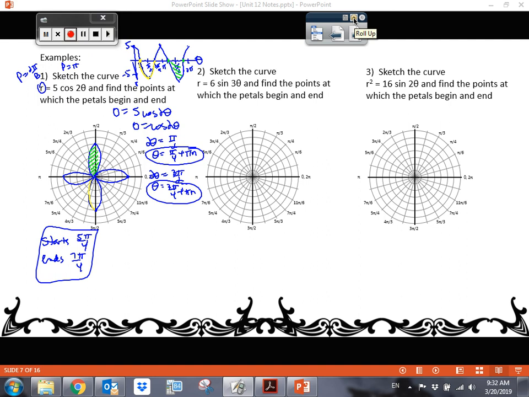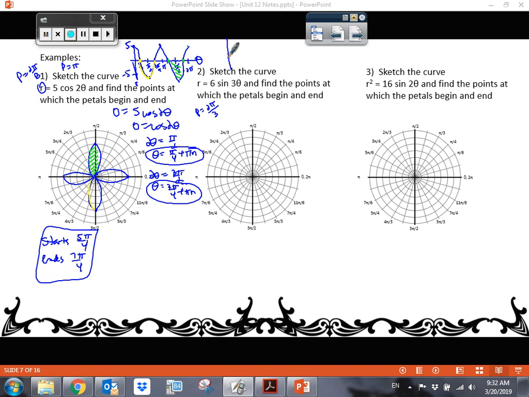Here we have N odd. So it's 6 sine 3 theta. Let's think through this. What is the length of our petals? 6, right? And how many petals should we have? We should have 3. So let's see what our period would be. P equals 2 pi over B, which is 3. So one Cartesian period would be 2 pi over 3.